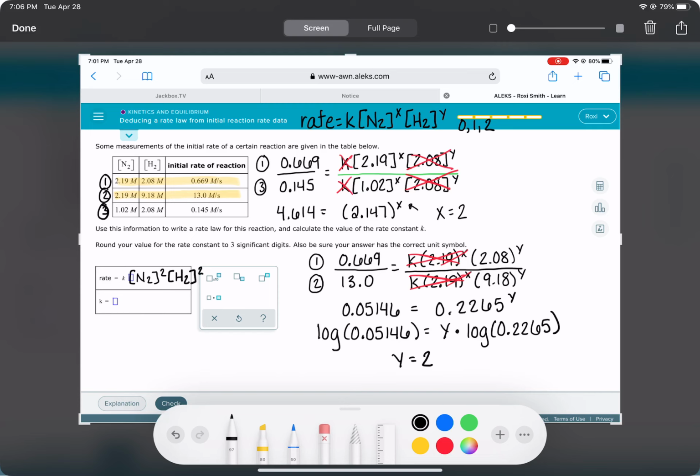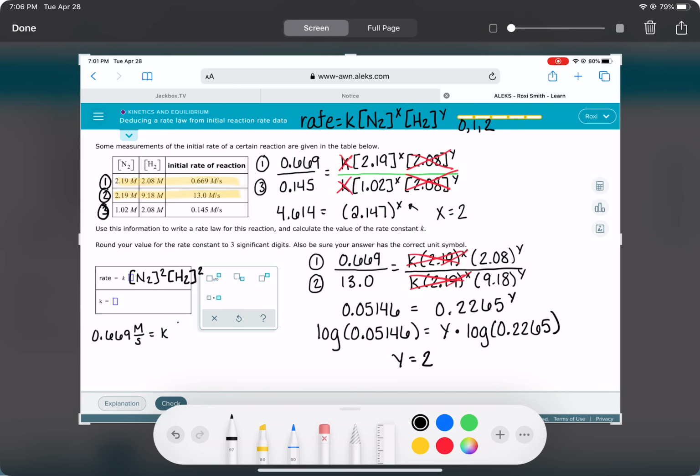And now we're ready to solve for the rate constant k. So we can pick any set of data we want. Let's just pick the first set of data. For that, the rate of the reaction is 0.669 molarity per second. And this is going to be important that we include units this time because we're trying to figure out what the units are as well as trying to figure out the value of k.